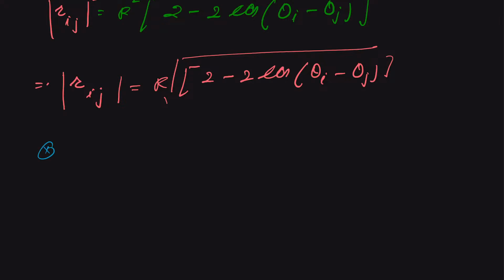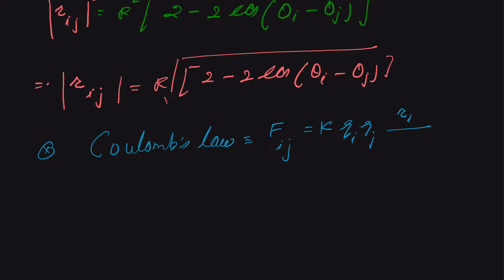So we can say that Coulomb's law gives us the force between the two charges equal to K times Qi Qj, and we have this as Rij vector divided by the magnitude of Rij whole cube. Now we simply substitute them.